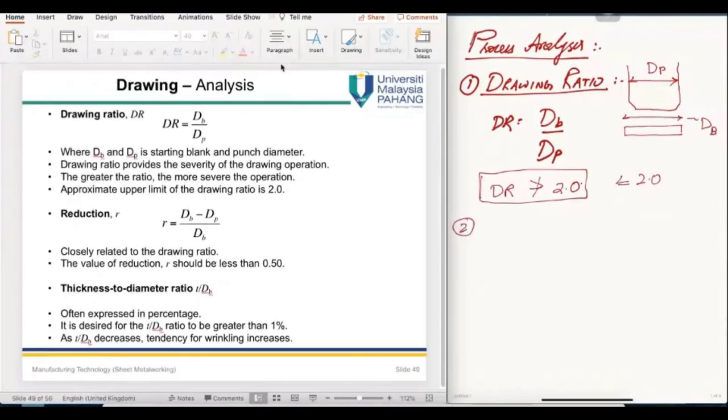Second rule is the reduction. As the name suggests, reduction means how much we are reducing the size. So reduction is denoted by R. This is blank diameter minus punch diameter, whole divided by blank diameter Db. Since it is a ratio, it does not have any unit. So the reduction has no unit and the drawing ratio also does not have any unit.